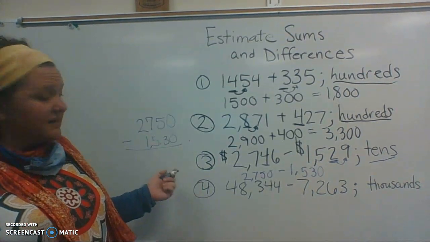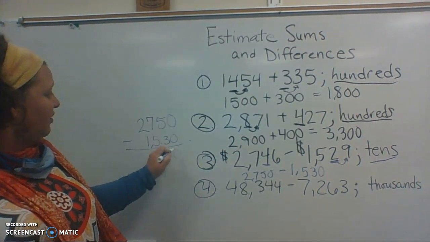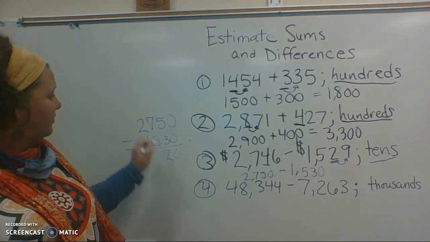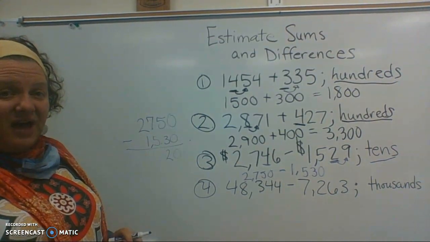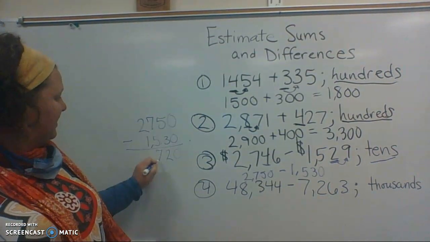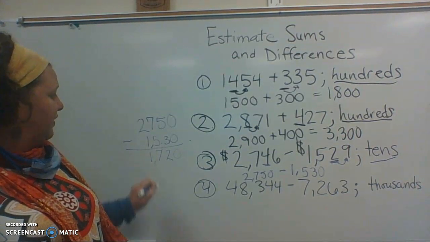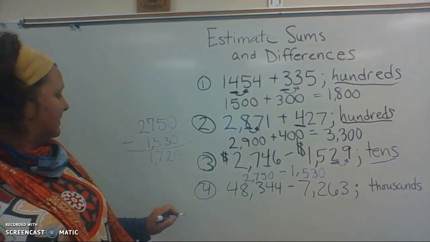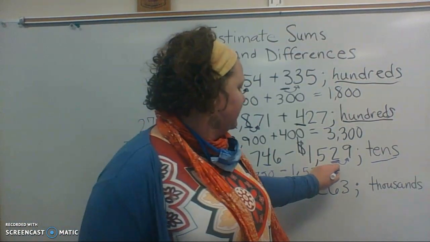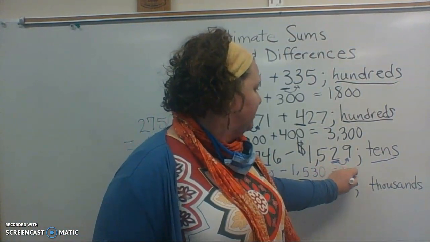Time to subtract. So we have 0 minus 0 is 0. 5 minus 3 is 2. 7 minus 5 is 2. And 2 minus 1 is 1. And we have 1,720 as our estimation. 1,720.